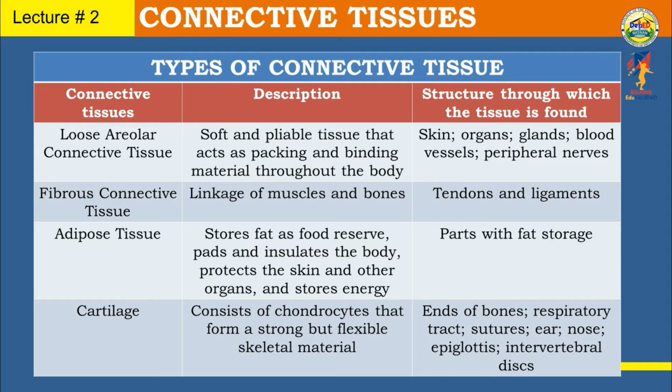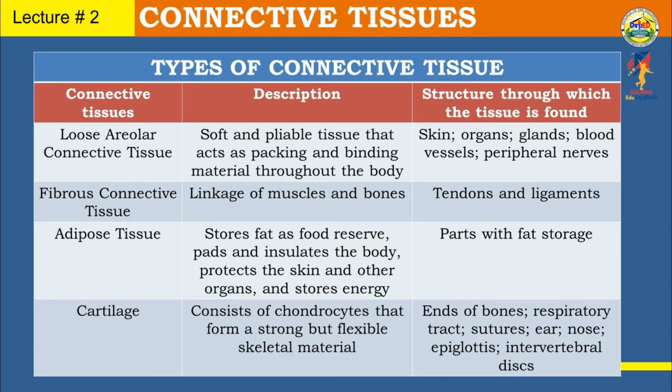Next is the cartilage. It consists of chondrocytes that form a strong but flexible skeletal material. So this tissue is found in the ends of the bones, in the respiratory tract, sutures, ear, nose, epiglottis, and also in the intervertebral discs.